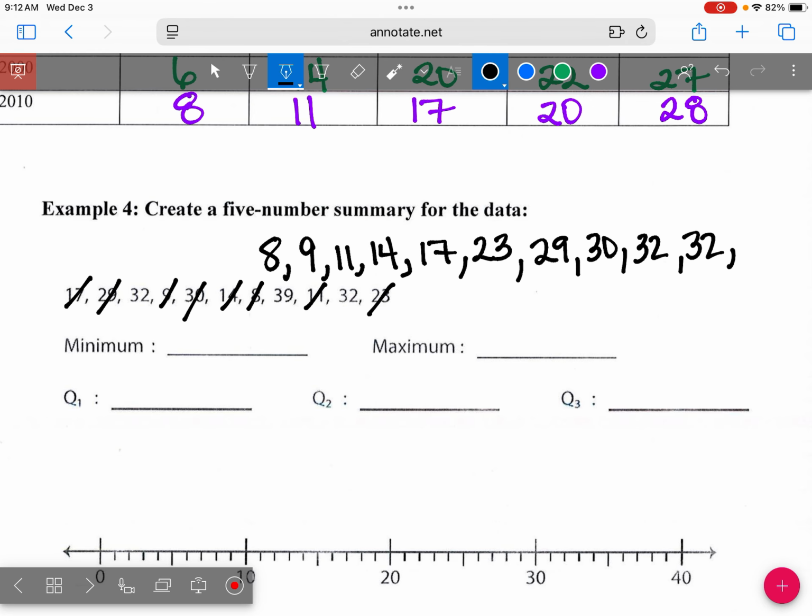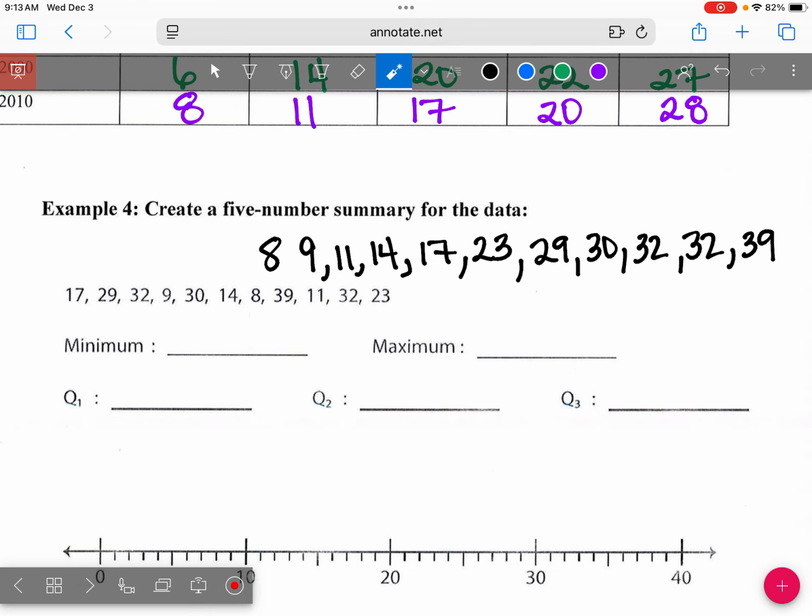And then 39. So what I like to do, because you see how I almost dropped the number, is I like to count and make sure that I have the same amount of numbers. So when I'm counting, I got 1, 2, 3, 4, 5, 6, 7, 8, 9, 10, 11. Now let's count and make sure we still have 11. 1, 2, 3, 4, 5, 6, 7, 8, 9, 10, 11. So that would be your, now it's in order.